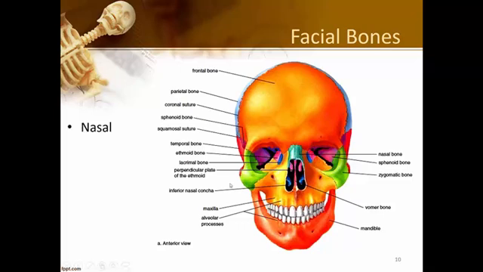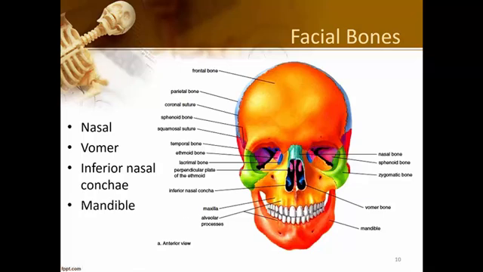Facing on, or a face-on view of the cranial bones, you can see the nasal bone forms the nose, and also has some flaps there that increase the surface area inside your nose, called the nasal concha. The vomer bone forms the bottom half of the nasal septum. The top half is actually part of the ethmoid bone, so the two together form the nasal septum. The inferior nasal concha, again, are the darker blue flaps. And the mandible, which is the lower jawbone.